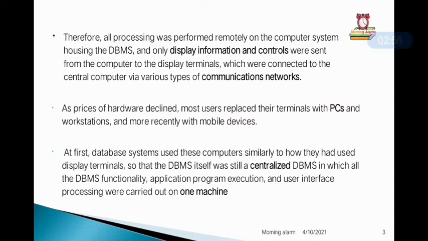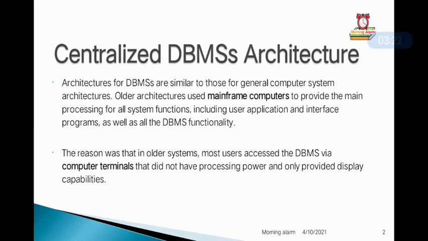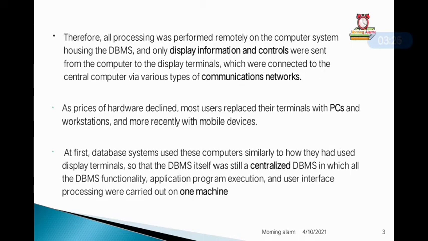As prices of hardware declined, most users replaced their terminals with PCs and workstations, and more recently with mobile devices. As the hardware prices declined, these terminals were replaced with PCs. At first, database systems used these computers similarly to how they had used display terminals. So just as the general computer system architecture was there, the DBMS systems also used this architecture, so that the DBMS itself was still a centralized DBMS.